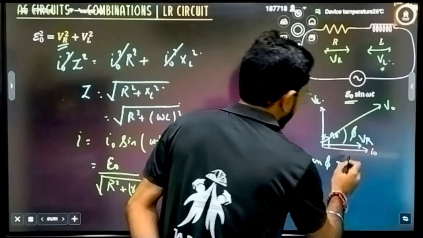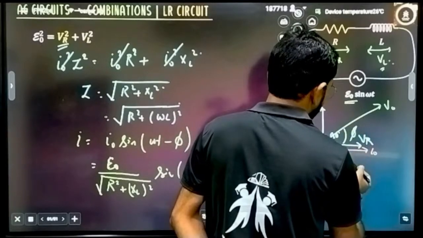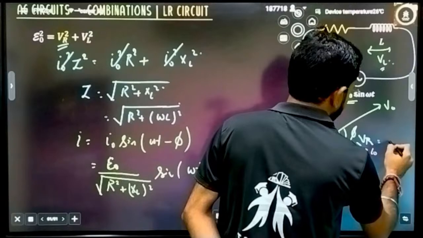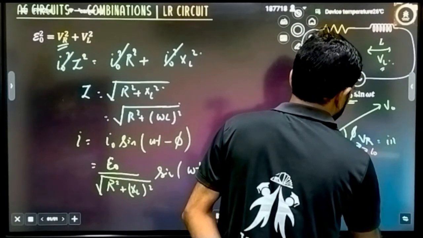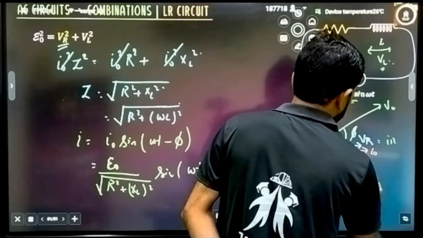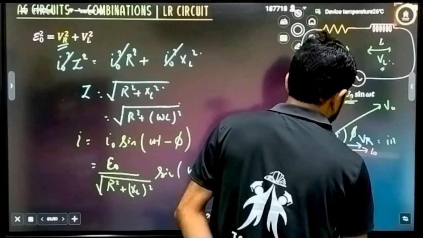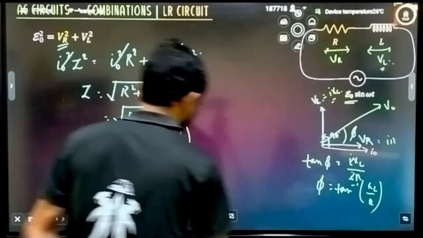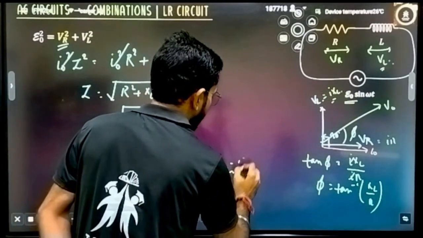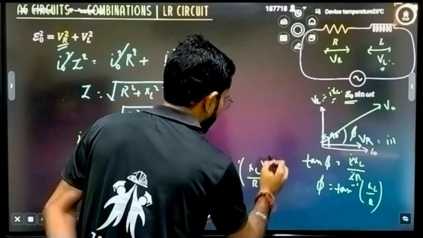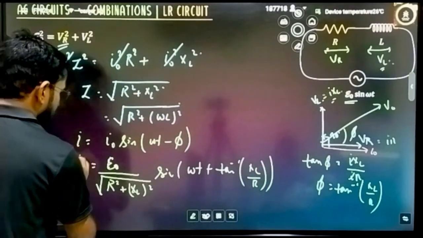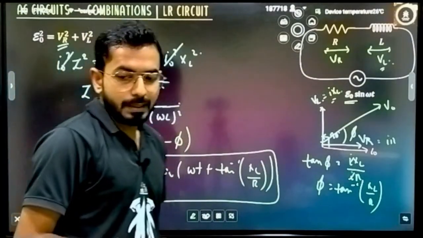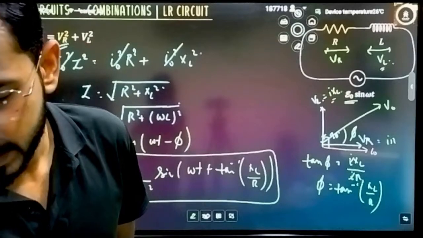Define tan of phi. Tan of phi is perpendicular upon base. The perpendicular is I into XL, and the base is I into R. So you write I into XL divided by I into R. I cancels. Phi will be written as tan inverse of XL divided by R. So the same thing you will write here, tan inverse of XL divided by R. This is the complete equation that you are going to write for the LR circuit. Is it clear?